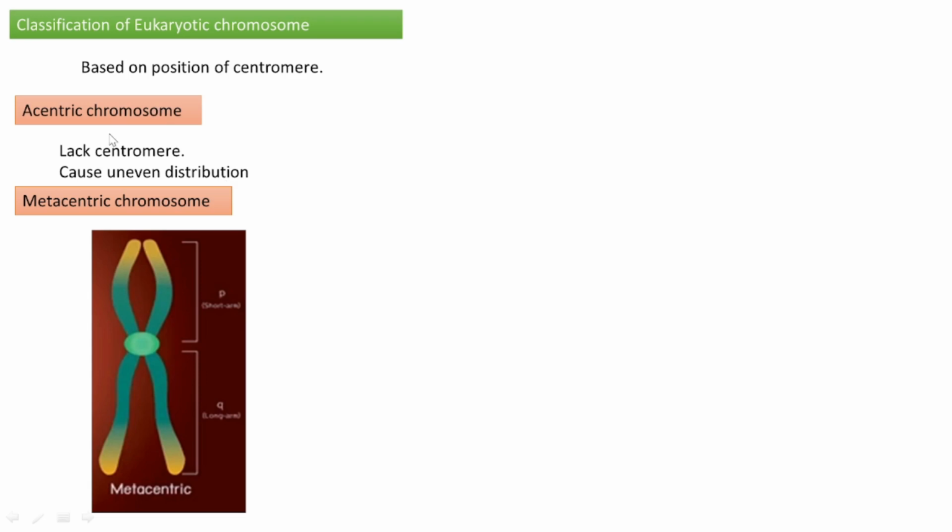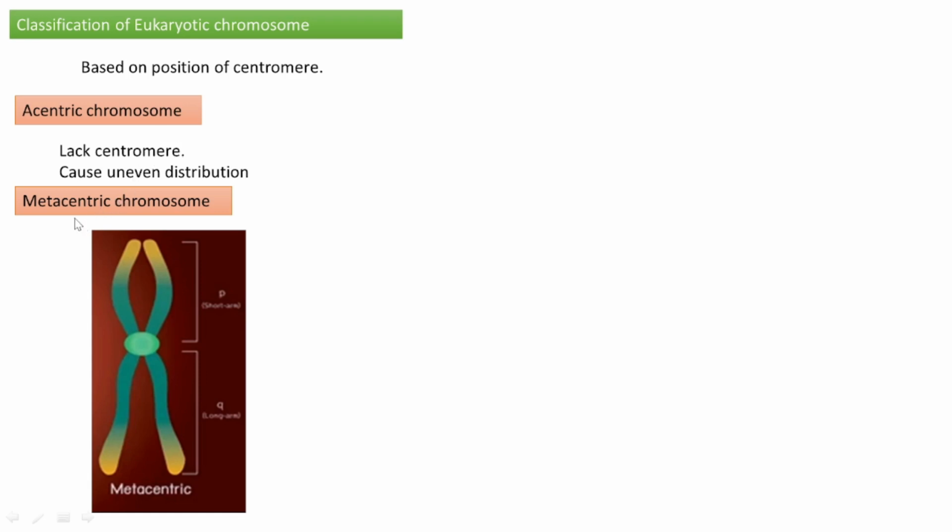First is acentric chromosome. Acentric means A means absent. What is absent here? Centromere is absent in this type of chromosome. We have learned in the last class that the centromere is very important to hold the two sister chromatids together and also for its equal distribution to the daughter cells during cell division, during mitosis. As the centromere is absent in this type of chromosome, it may lead to uneven distribution of chromosomes among the daughter cells. Such type of chromosome also exists in the case of eukaryotes.